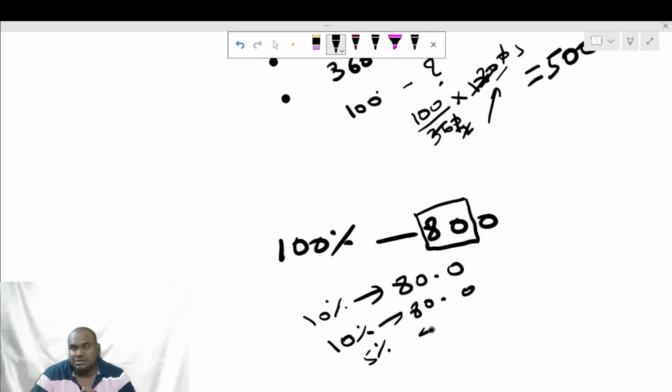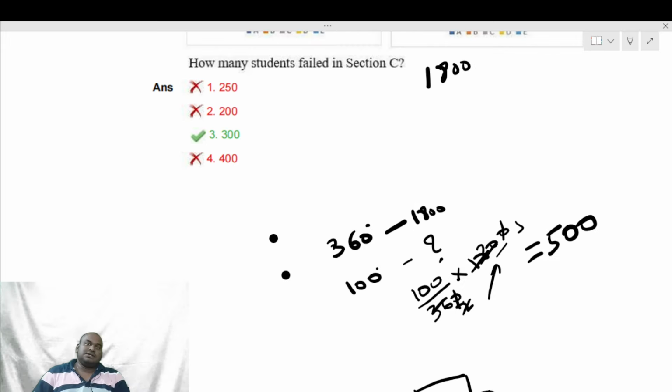40.0. The total 200 is equal to 25%. So 25% is 200. What is this 25%? From section C, passed students. From section C, passed students are 200 members, but appeared students were 500. If you remove the passed students from appeared students, you will get the failed students.